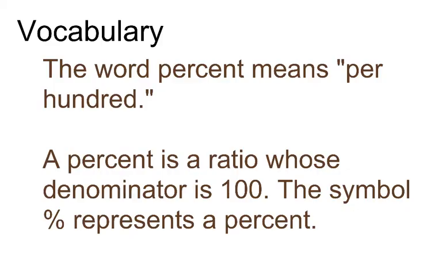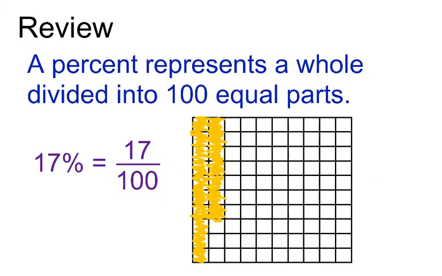The word percent means per hundred or each hundred. A percent is a ratio whose denominator is 100. The symbol given here, %, represents the percent. Go ahead and take a minute to write down your vocabulary definitions. So let's review. A percent represents a whole divided into 100 equal parts. So 17% can be represented as 17 over 100, which of course is modeled here.